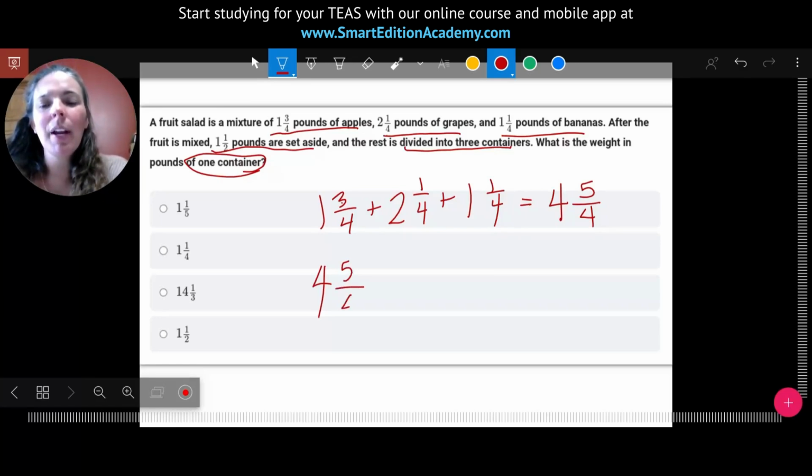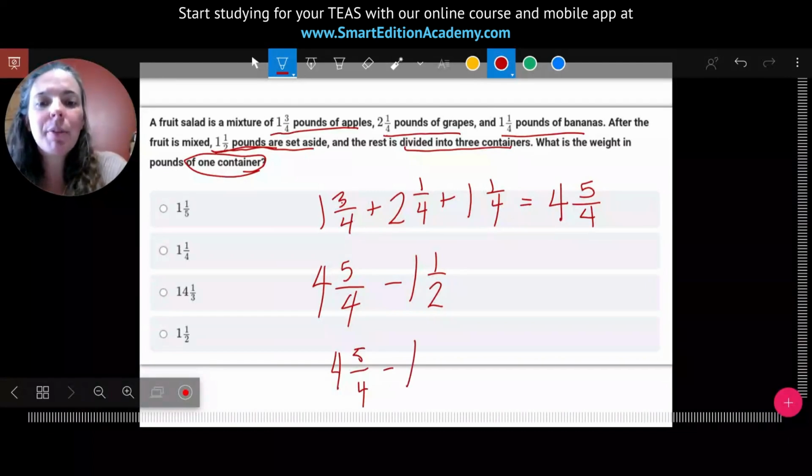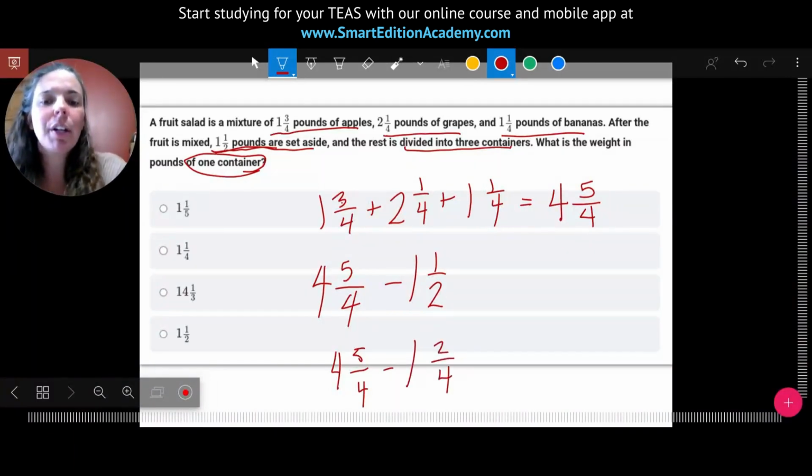Because remember, now I have to set aside 1.5 pounds. So I'm going to subtract 1.5 pounds from my total to set aside. So now I need to get a common denominator. So a good common denominator would just be 4. So I could just change this to 1 2/4. 4 minus 1 is 3. 5/4 minus 2/4 would be 3/4.